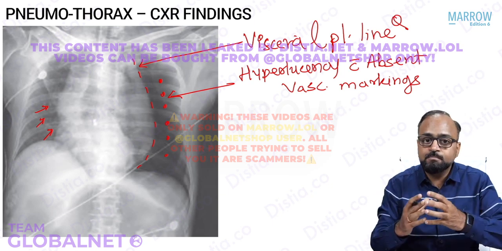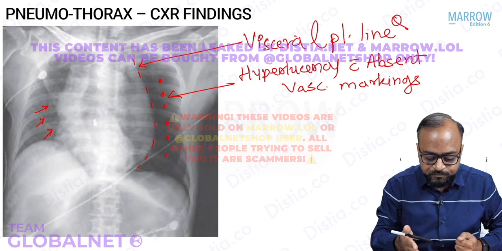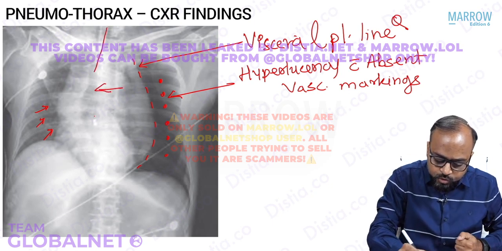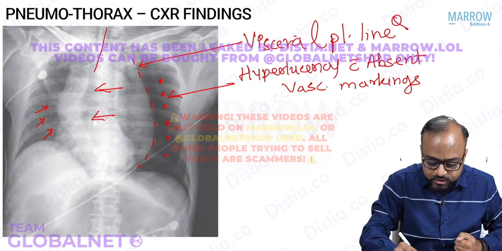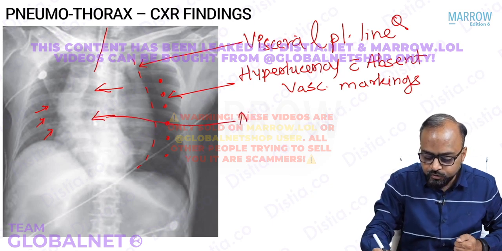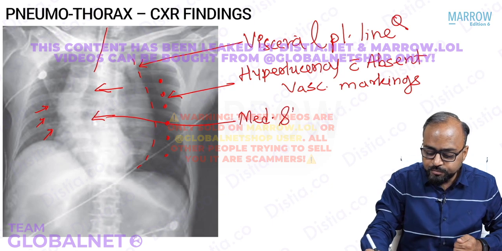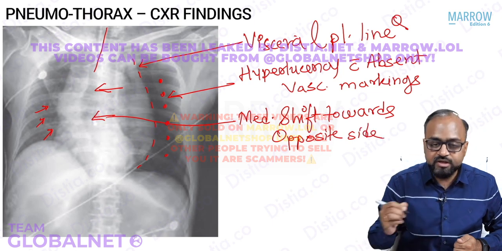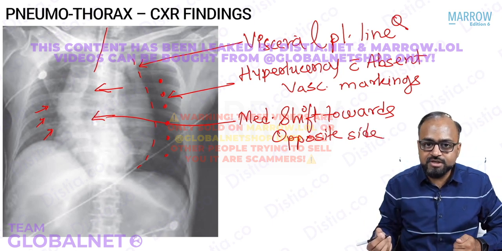This excess air will push the mediastinum towards what side? Can you see here? The mediastinum has been pushed towards the opposite side. So this is the next finding. So there is going to be mediastinal shift towards what side? It is always going to be towards the opposite side.